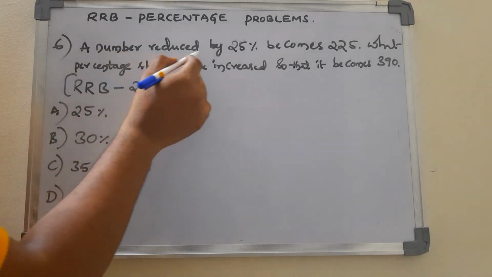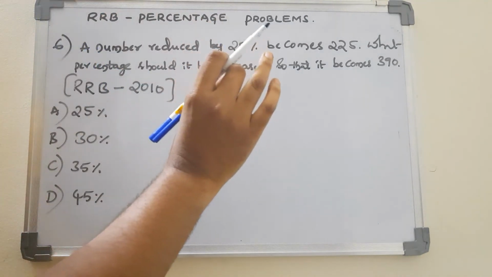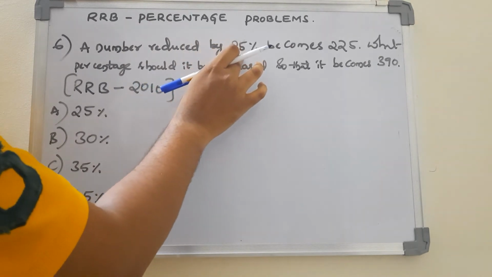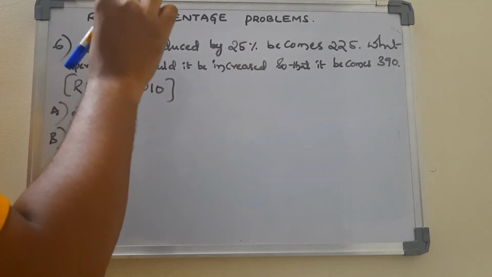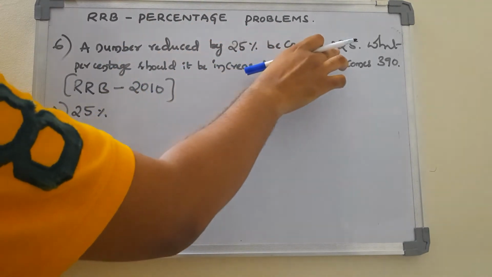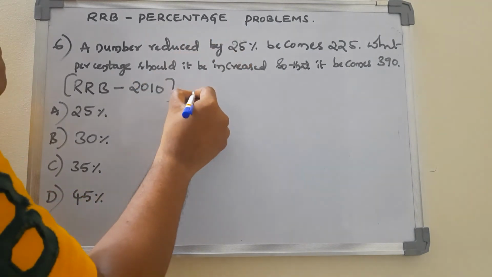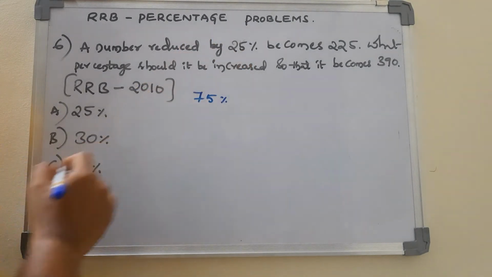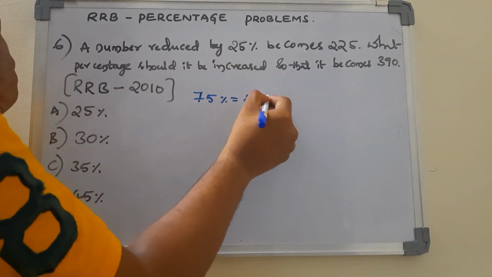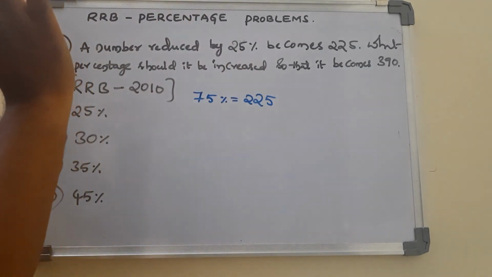A number reduced by 25% becomes 225. We don't know that number, but if a number is reduced by 25%, the number should be 100%. If we reduce it by 25%, it becomes 75%, right? 75% becomes 225. The number of which 75% is 225.